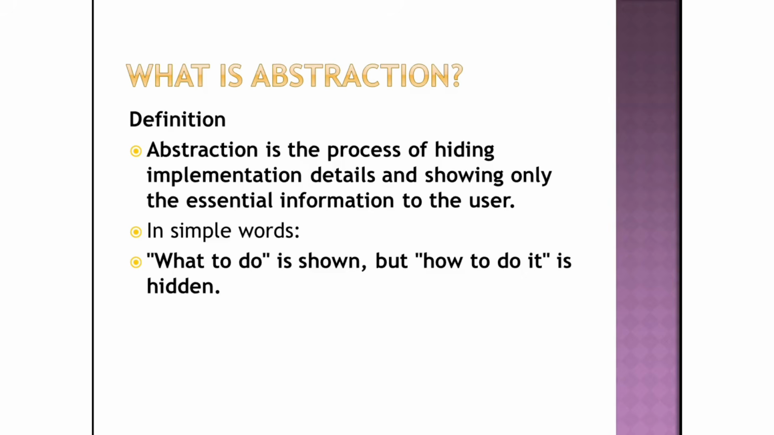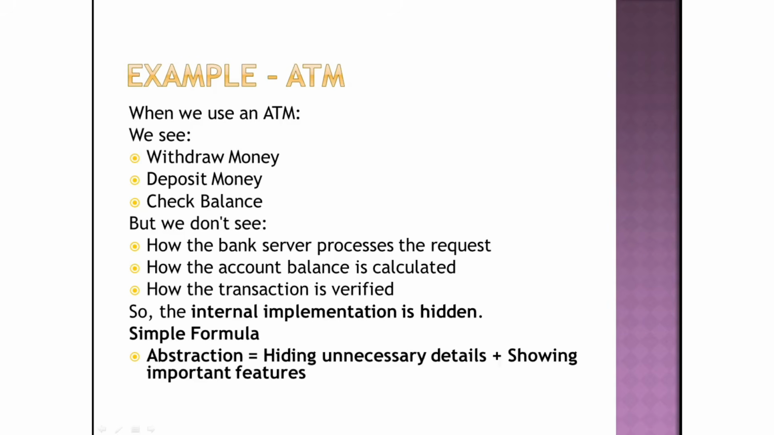Next, let's understand abstraction with the example given in the PPT, an ATM. When we use an ATM, we can see several options on the screen. For example, we can select withdraw money, we can select deposit money, we can also select check balance. These are the functionalities that the ATM provides to us. But there are many things happening internally that we don't see.